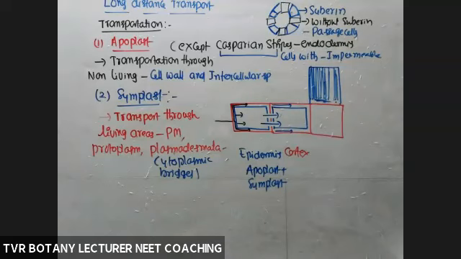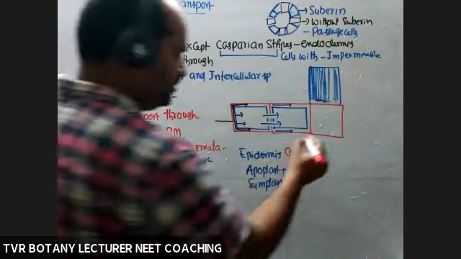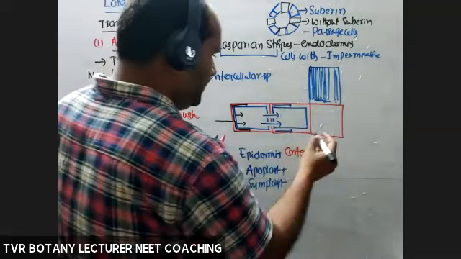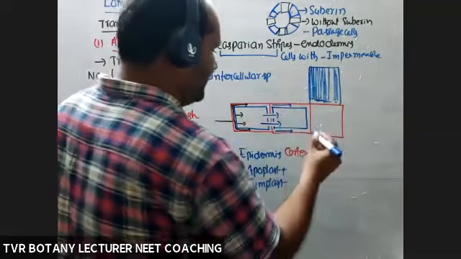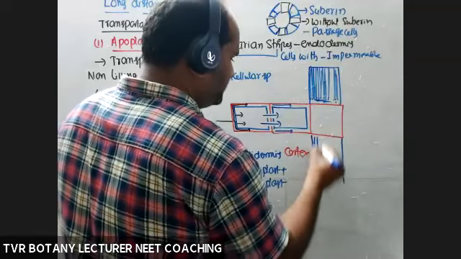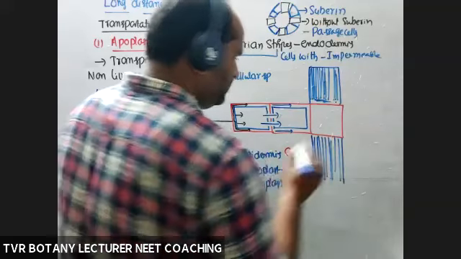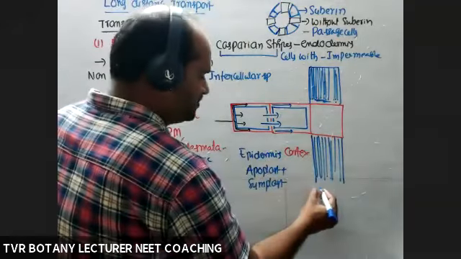Now the question is endodermis. So this region is endodermis. Okay, so here this one is Casparian band, Casparian strip, suberized, one type of wax, suberin. So this one is a Casparian.